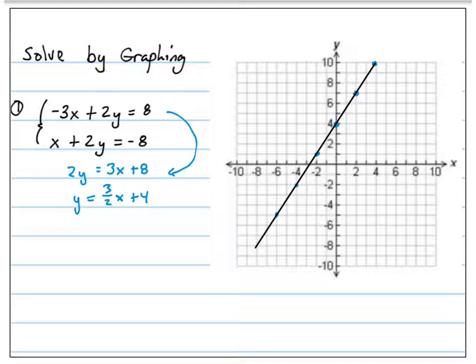Now we're going to do the same thing with the second equation. We have to solve this for y in order to be able to graph it, getting it in slope-intercept form. So we've got 2y equals negative x minus 8, because we have to move the x over. Divide by 2. y equals negative 1/2 x minus 4. This time we're going to start at negative 4. Apply our slope: down 1, right 2.